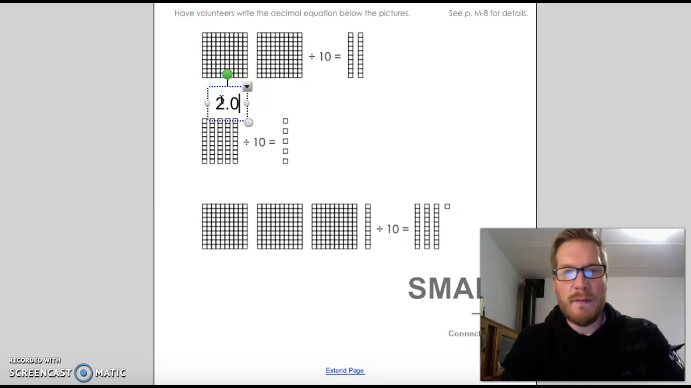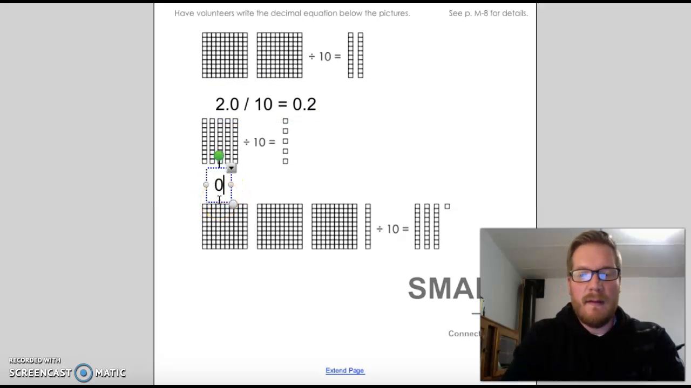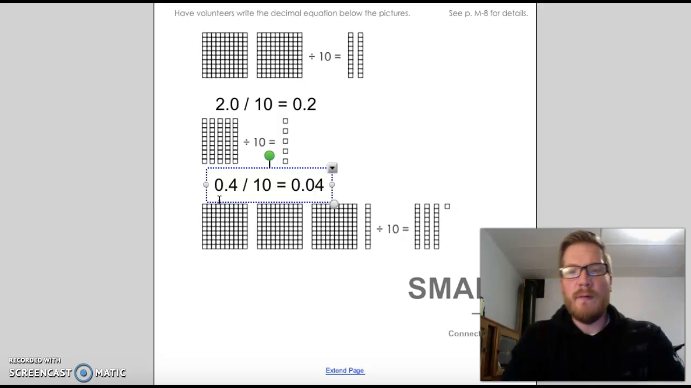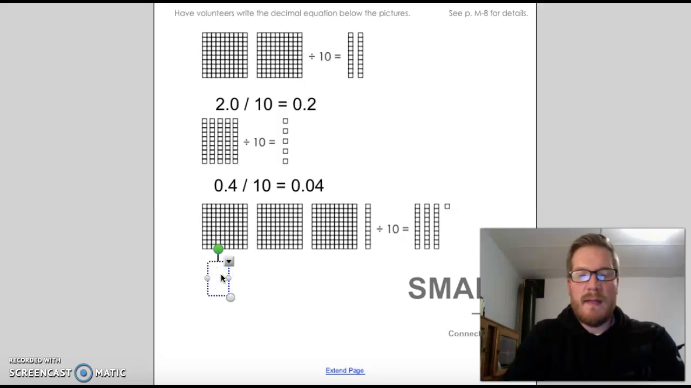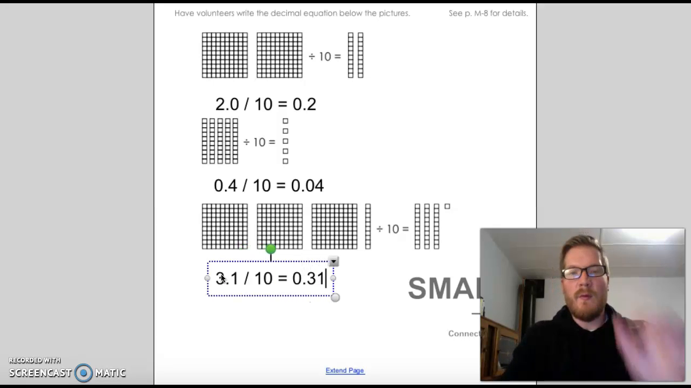So here we have 2.0 divided by 10, and what that's going to equal is 0.2, because each of these blocks is going to get divided up into 10 equal sections. All right, so this one is 0.4 divided by 10, and that's going to equal 0.04. And then thirdly, this one is 3.1 divided by 10, and that is going to equal 0.31.